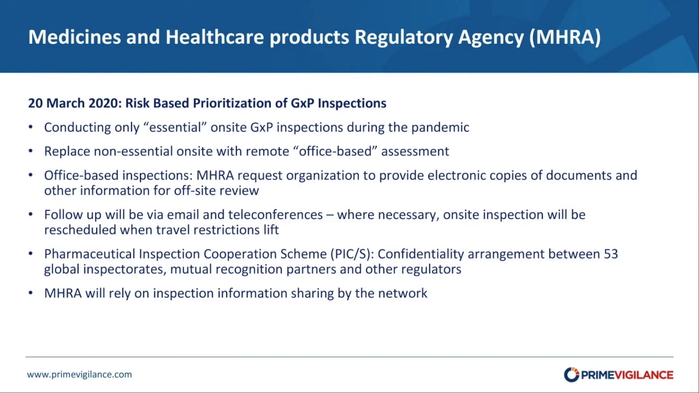The MHRA will request an organization to provide electronic copies of documentation and other information for off-site review. Follow-up will be conducted via emails and teleconferences where necessary. On-site inspections will then be rescheduled when travel restrictions lift. The Pharmaceutical Inspection Co-operation Scheme group also get together to share intelligence between other global inspectorates and partners and other regulators, and this will allow them to share inspection information throughout their network, and this can also benefit and add intelligence to their inspection program.